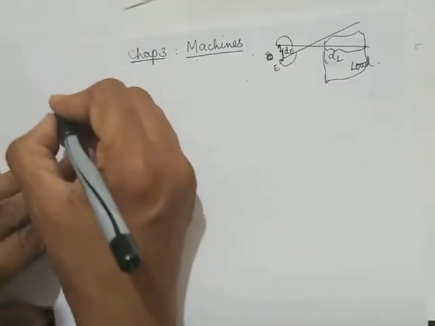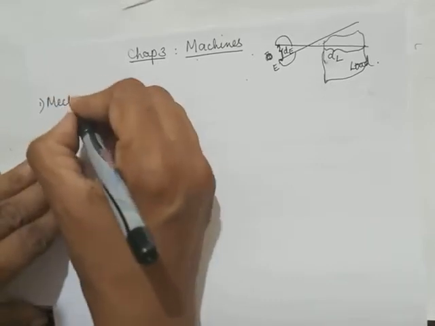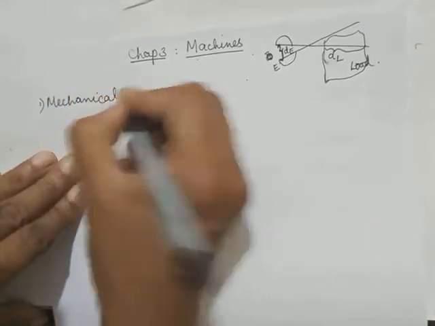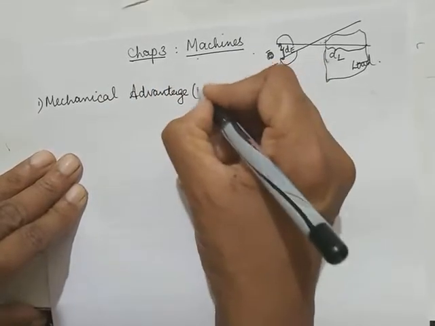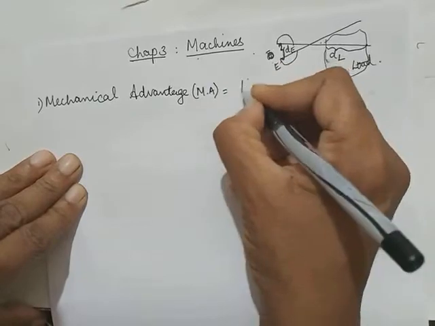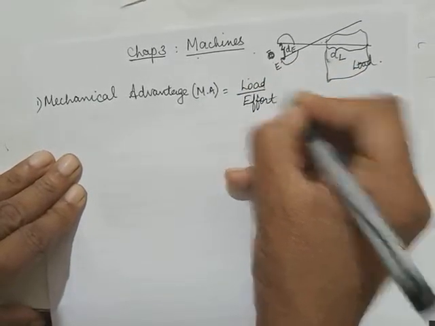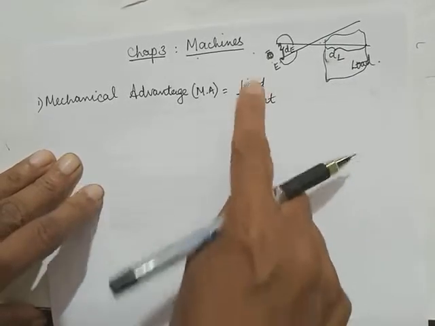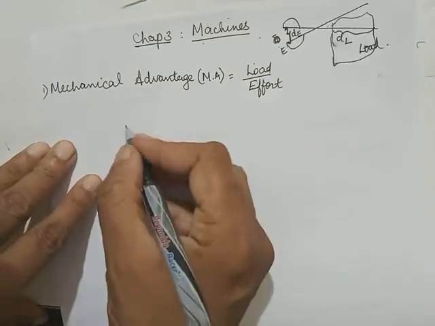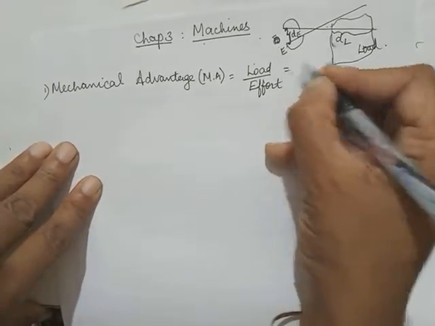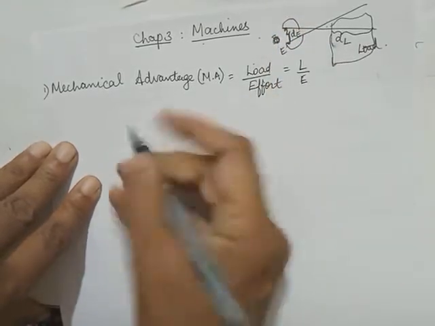Now we'll start with the main definitions first. First is mechanical advantage, MA. The formula is load upon effort. So it is the ratio of load upon effort. You have to remember that. L by E. This is load upon how much effort we are applying.